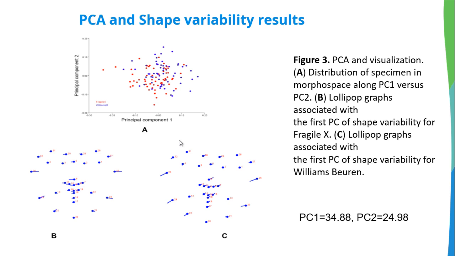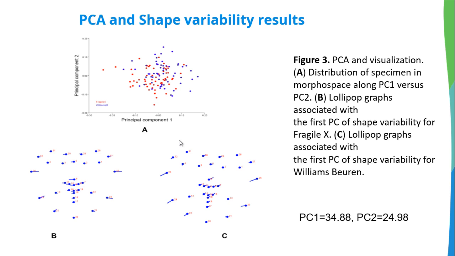All right, so we understand that the PCA of the total sample yielded, is it 60% now? Not up to, let's say almost 60%. The two PCs accounted for almost 60% of the shape variation, where PC1 is 34.88% and PC2 is 24.98%. The distribution of specimens in morphospace along PC1 and PC2 is shown in Figure 3A. All right, that is how to point to it. You have to point to it.